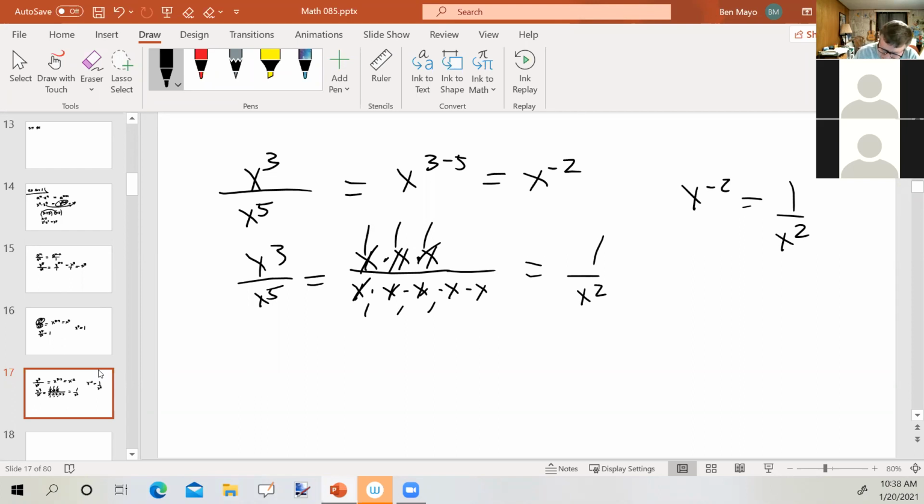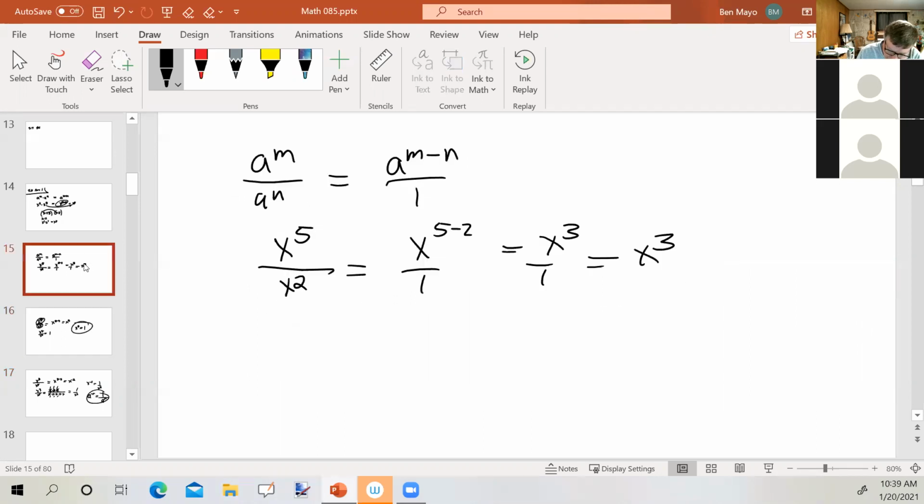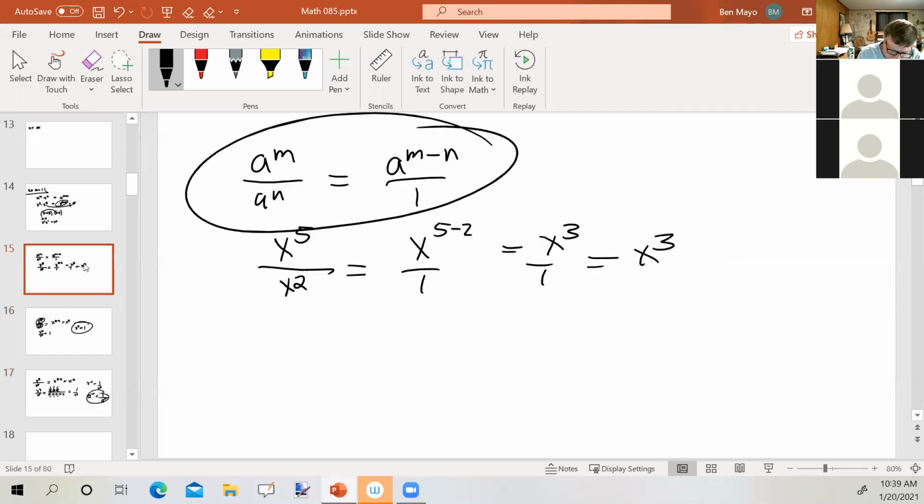So what we get is this rule. If you have a base raised to a negative exponent, that's equal to 1 over the base raised to a positive exponent. Okay? So this rule in combination with this rule in combination with this rule is going to help us get through this next part. So here we go. All right.